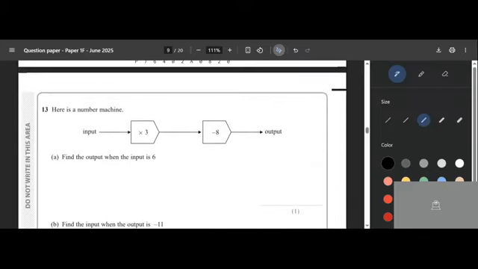Then we have got a number machine here. You're told to work out, find the output. What's the meaning of an output? What will we get here if we put 6 here? So it will be 6 times 3, which gives me 18. Then you subtract 8, which should give me 10. So the output will be 10.